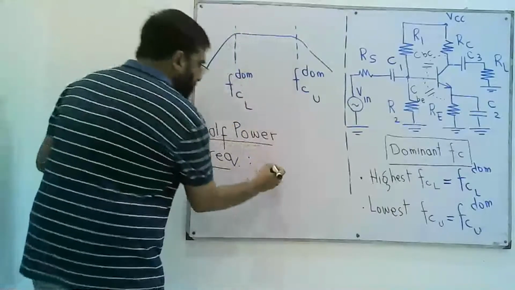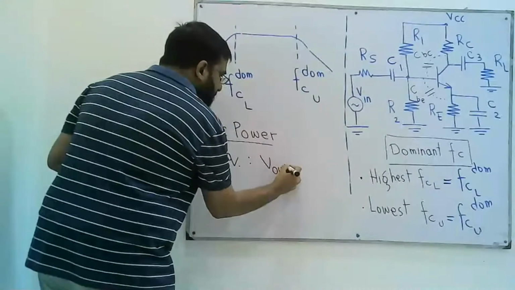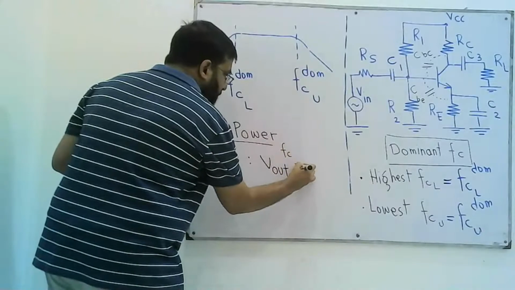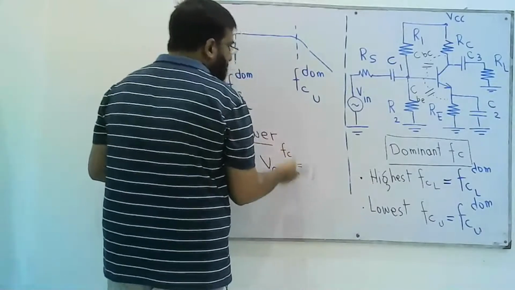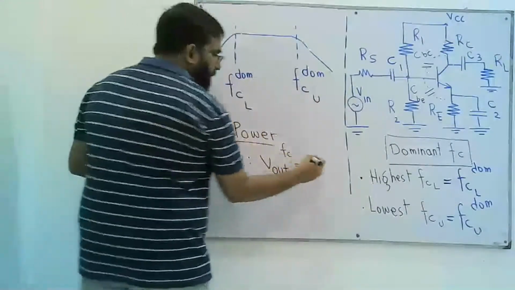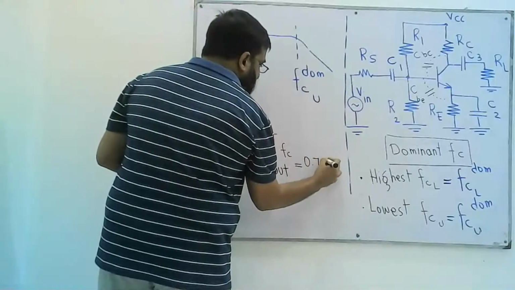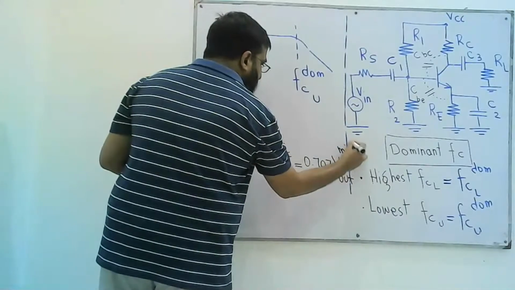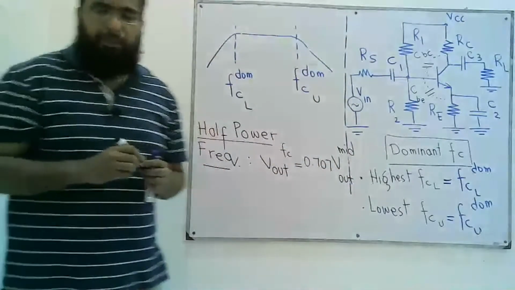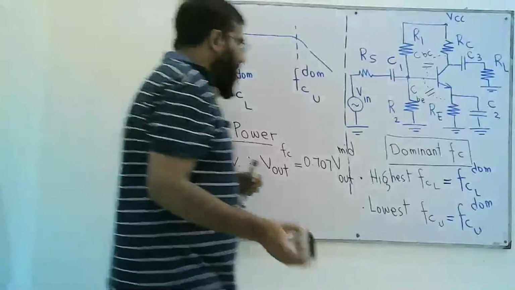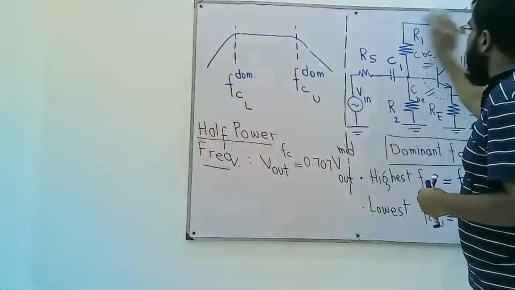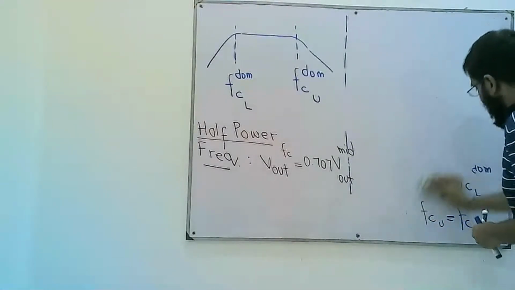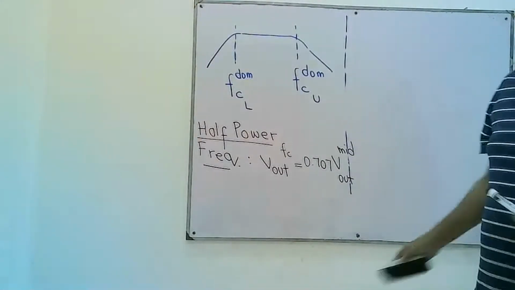So the output voltage V out at FCL or FCU is 0.707 times V out that we have during midband. This mid stands for midband. So what should be the power then?